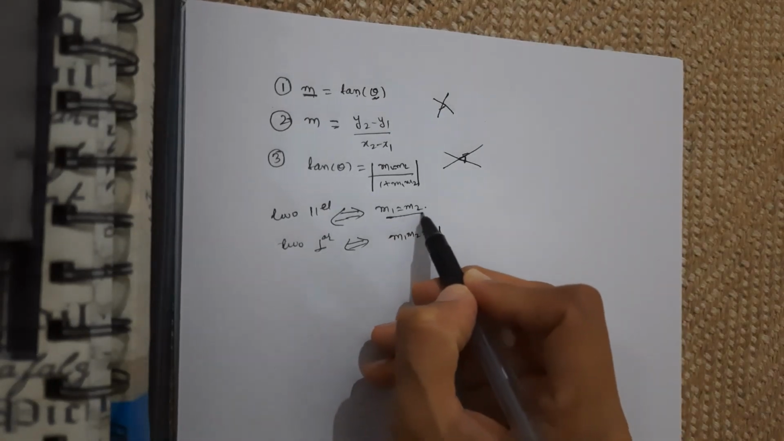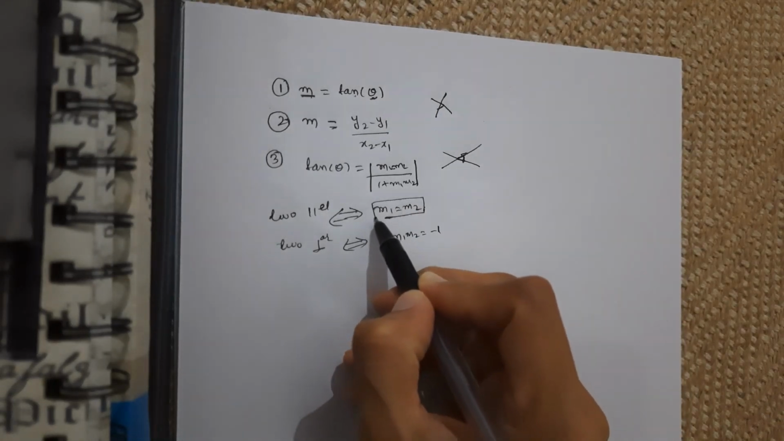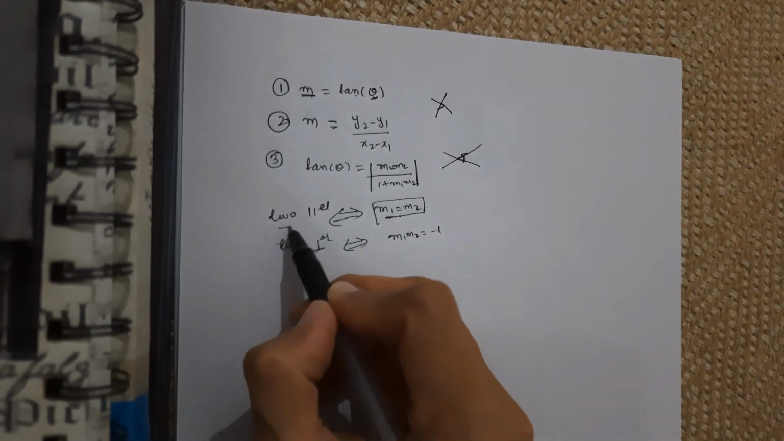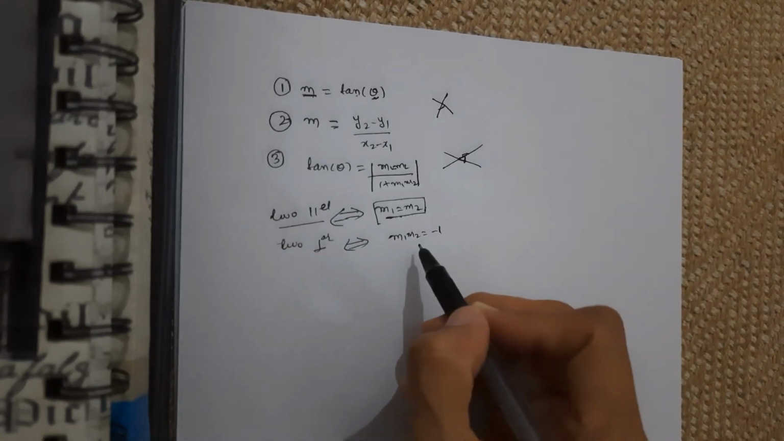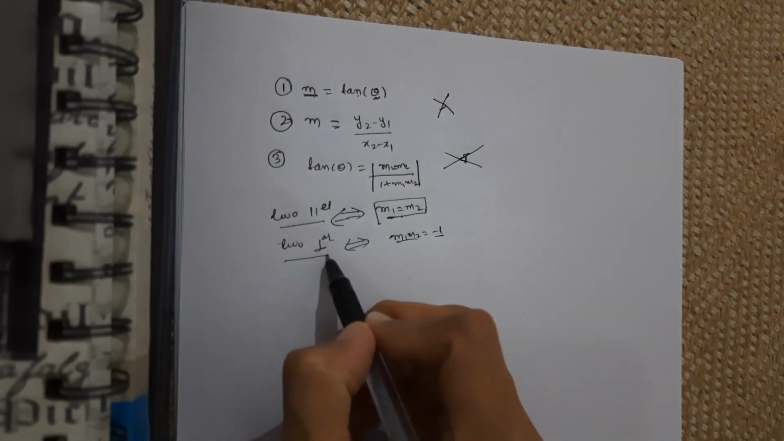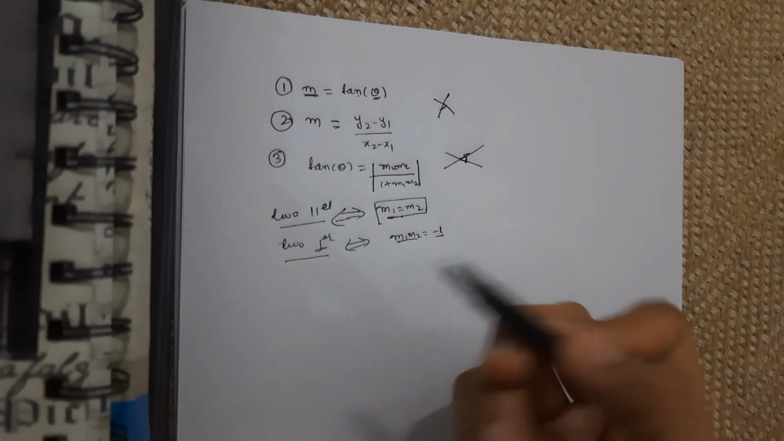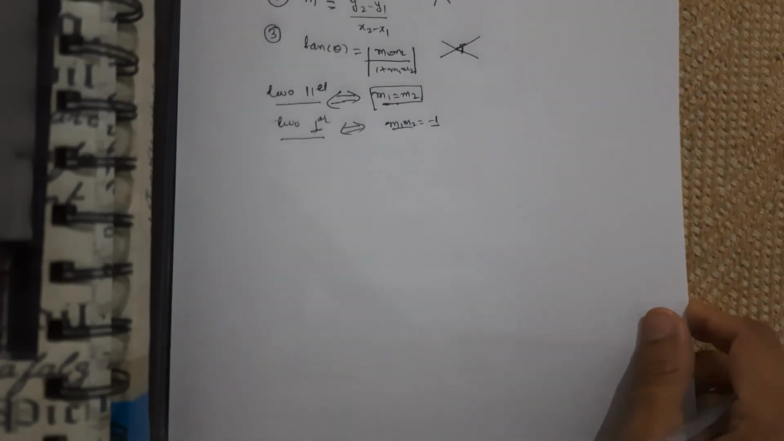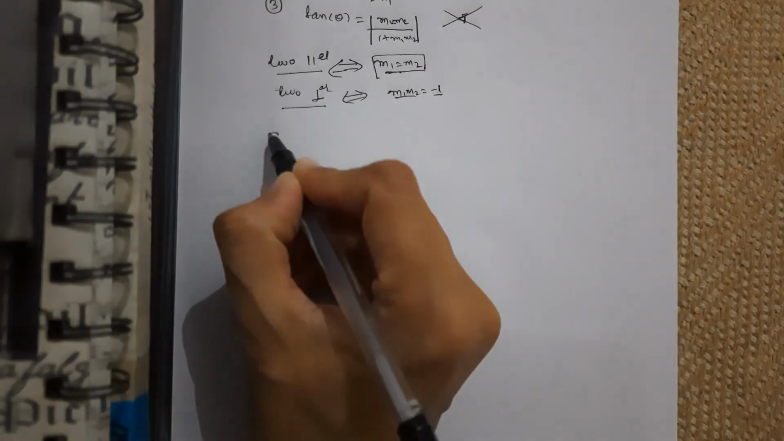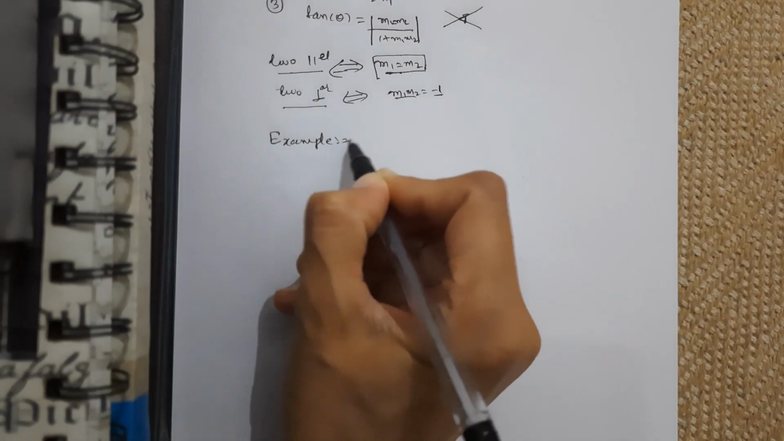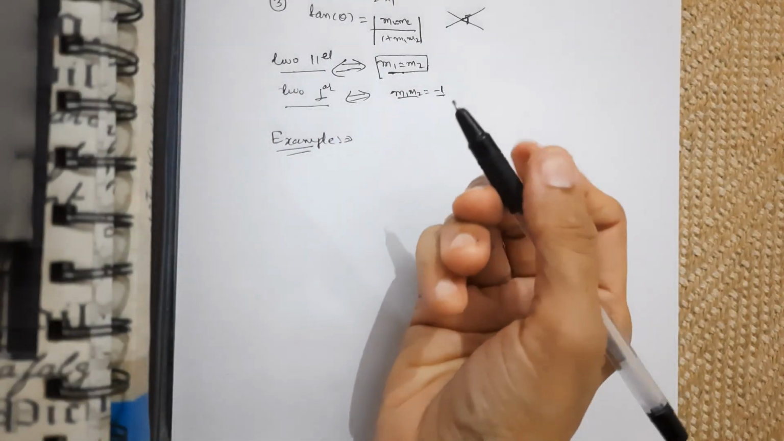So if the slopes of two straight lines are equal, then we consider them as parallel lines, and if the product of their slopes is -1, then the two lines are perpendicular to each other. Now we will solve some examples. I am trying to explain how to use these formulas while solving the examples.